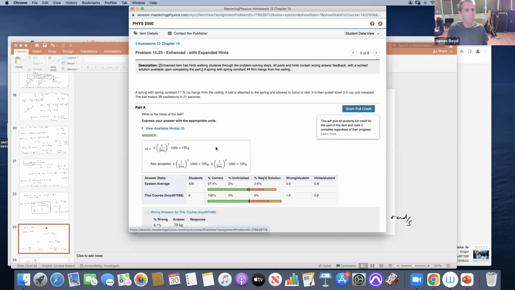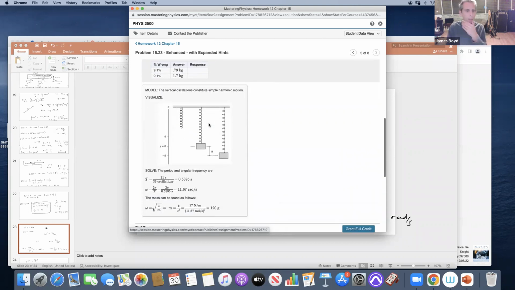why am I getting something weird? Yes, this is 2 pi. That's really weird. That should be 17 divided by the period, but the period is 39 divided by 21, right? 1.857. So 17 times that answer divided by 4 times 5 times 5. That's really weird. I don't know why.